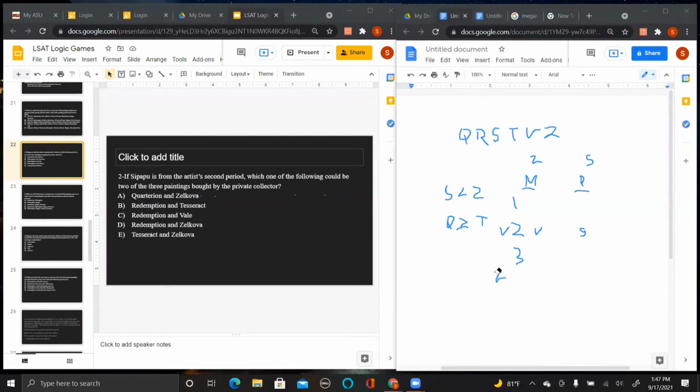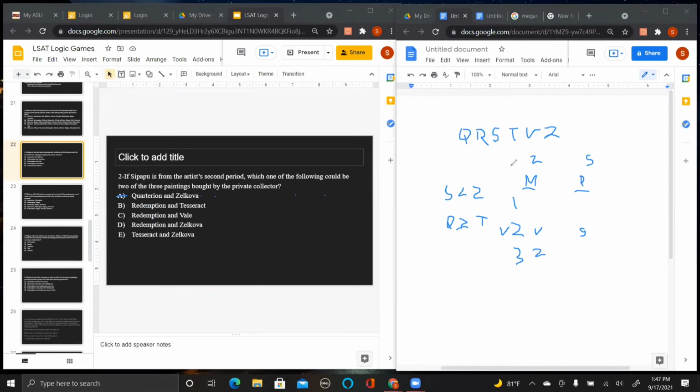All right. So with that little fix there, we know Zelkova is used in the museum, and so if Z has to be from a later period than S, it is right here. All right. So what can be the 2 other ones from the private collector? All right, redemption and tesseract. R and T. Is that possible? Yes, because Q can be first, so it's even with T, and then R can be last because there are no rules affecting R.